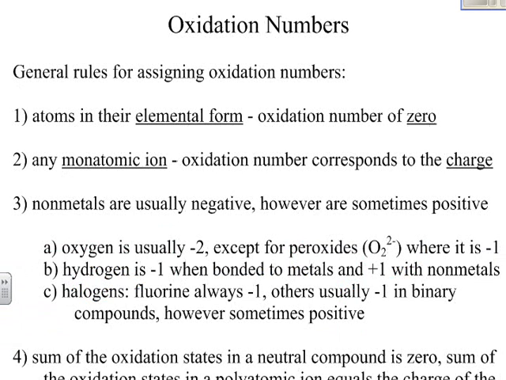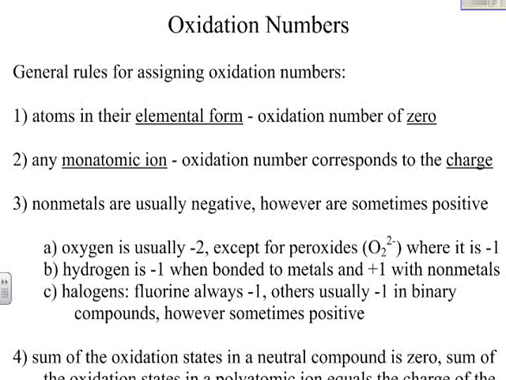One of the critical parts of doing oxidation-reduction reactions is being able to assign oxidation numbers to the individual atoms. Now, there's some rules for doing this. These are all listed in your book as well. But atoms in their elemental form, the oxidation number is 0. So oxygen in its elemental form, nitrogen, the metal atoms, anything that's not combined with something would have an oxidation number of 0. Any monatomic ion, the oxidation number corresponds to the charge.